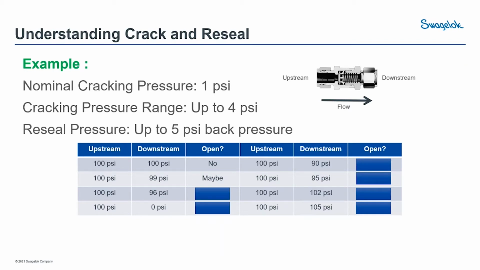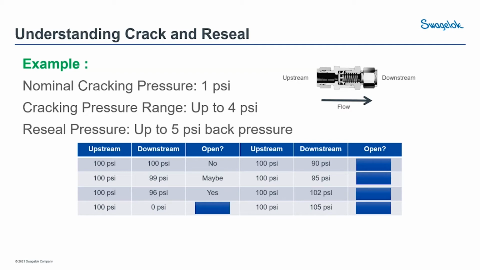But you have a cracking pressure range of up to 4 PSI. So when you look at 100 versus 96, now you're in that full 4 PSI cracking pressure range, and you know you're going to be wide open. So at that point, we have flow. We're going through at full flow, and you're good to go.